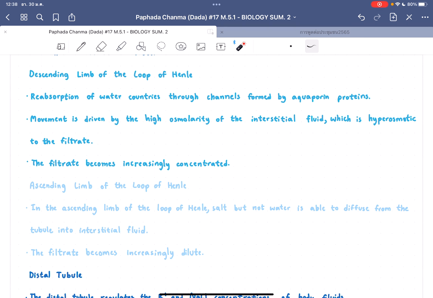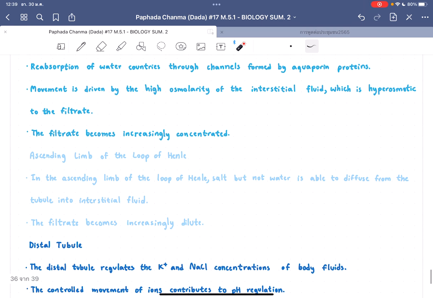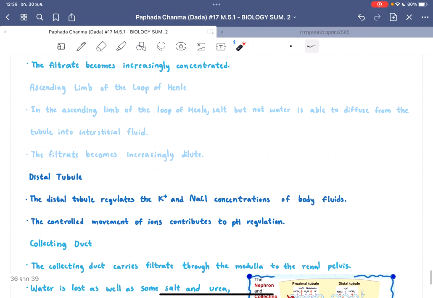Descending limbs of the loops of Henle. Reabsorption of water occurs through channels formed by aquaporin proteins. Movement is driven by the high osmolarity of the interstitial fluid, which is hyperosmotic to the filtrate. The filtrate becomes increasingly concentrated. Ascending limbs of the loops of Henle. In the ascending limbs, salt but not water is able to diffuse from the tubule into the interstitial fluid. The filtrate becomes increasingly dilute.